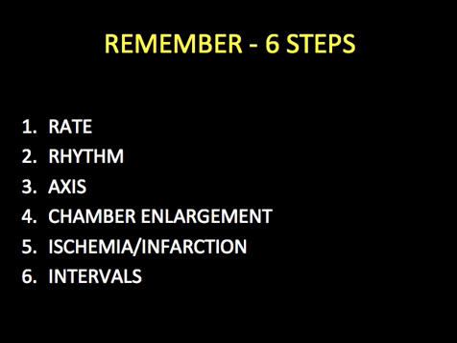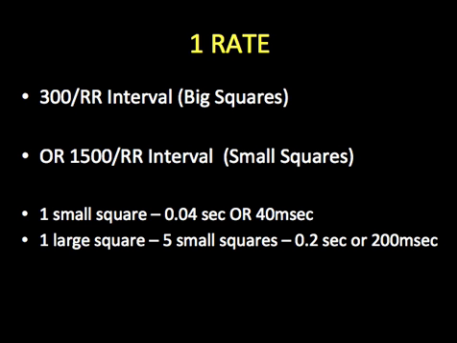So these are the 6 important steps: the rate, rhythm, axis, chamber enlargement, ischemia infarction, and intervals. Now there are many ways of reading an electrocardiogram. If you want to develop your own approach and you are comfortable with that, that's absolutely fine, but this is very important. These 6 steps must be covered in whatever approach you have: the rate, rhythm, axis, chamber enlargement, ischemia infarction, and intervals. So we'll go through each one of them.